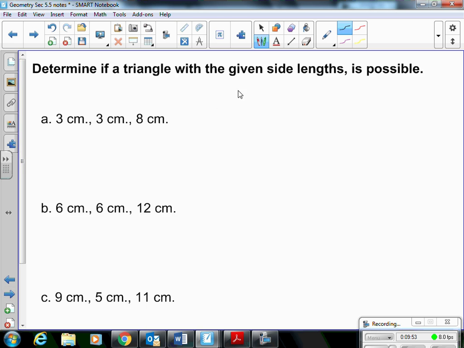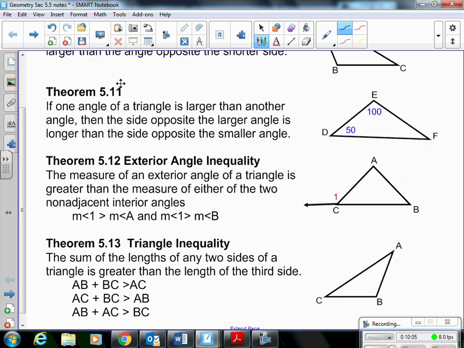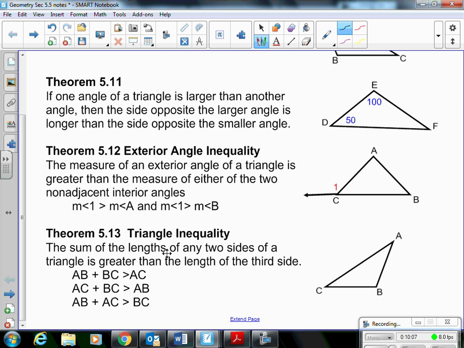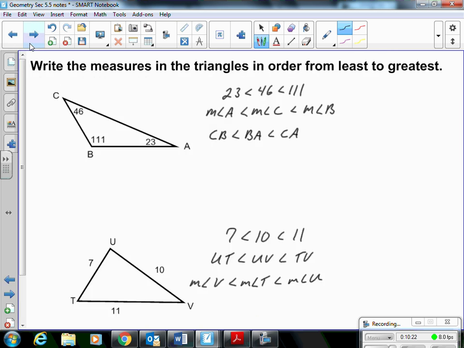All right, determine if a triangle with the given side lengths is possible. So this kind of goes back to that last theorem we were given. It says that the sum of the lengths of any two sides of a triangle is greater than the length of the third side. So if you have side lengths that if I add two of them together, they're not bigger than one of the other sides, then it's not going to make a triangle.